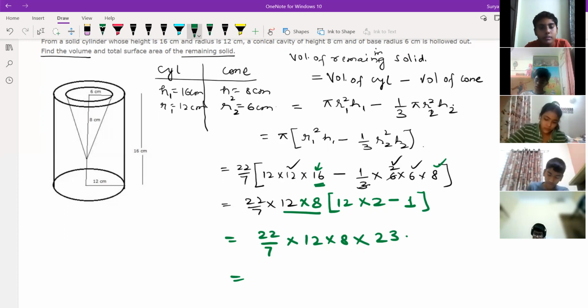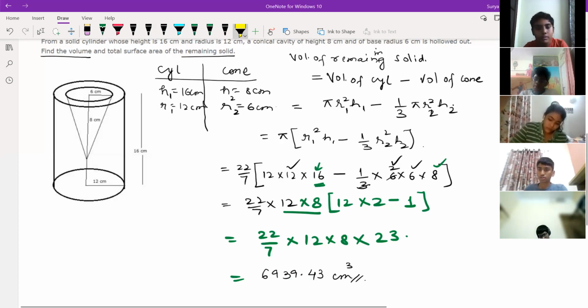6939. 6939 divided by 7? No, sir. By dividing with 7, I got 6939, sir. After dividing, is it going to completely divide, or how is it? No, sir. After that, 4, sir. 0.43. Okay, 6939.43, 43 centimeter cube. Okay. Everyone get the same answer, children? This is the first answer, means the volume of this.